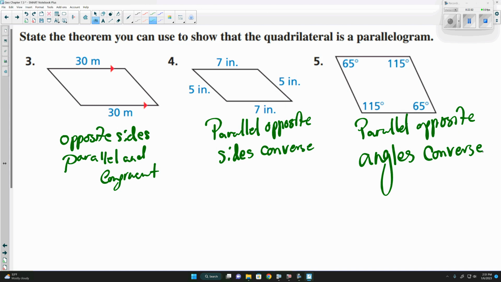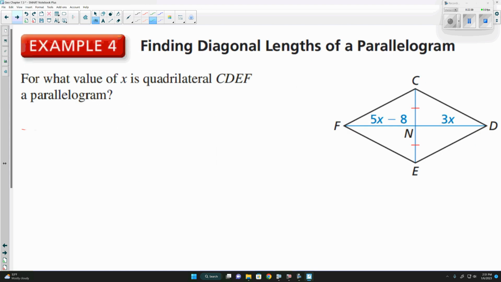Any questions on this here? For what value of x is quadrilateral CDEF a parallelogram? Well, if it's a parallelogram, the diagonals bisect each other. Well, they've already told us that the diagonal from C to E is bisected into 2 congruent segments, but we also need that FN and ND are congruent.